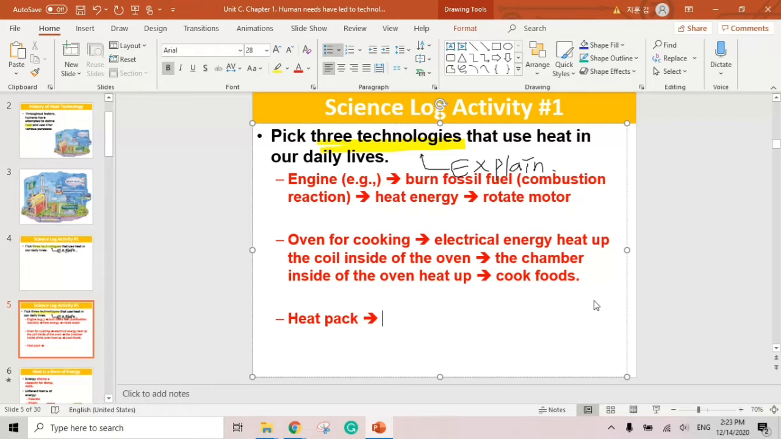A heat pack is used because there's a little chemical reaction going on inside of the pocket, and that pocket releases heat. Certain reactions release heat, certain reactions absorb heat, which we're going to talk about later as we go through this unit's journey.